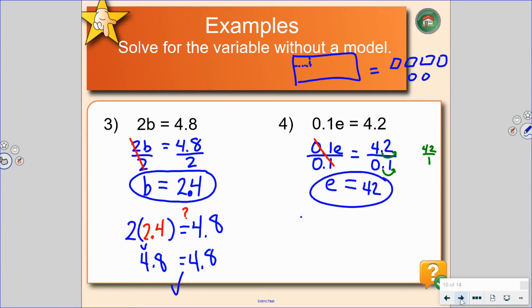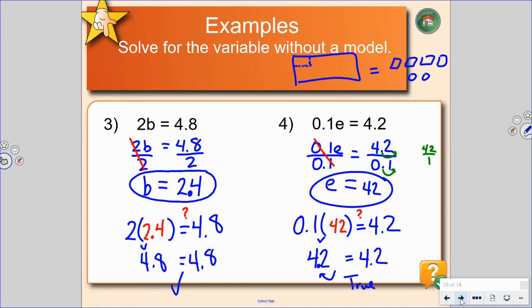And to check it, we'll go ahead and rewrite the equation. But now we believe we know what this number is, so we're going to substitute in 42 wholes. And if I do 42 times 1, it's 42, but we have 1 decimal place here. And this looks like a true statement.